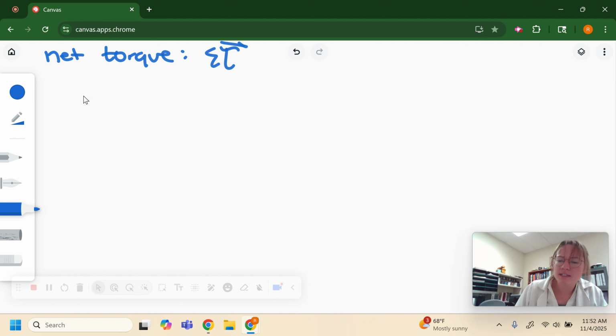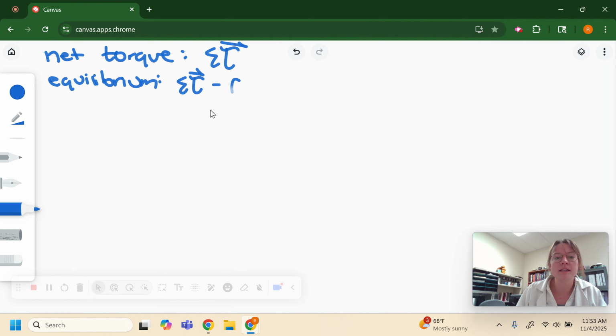Just like with Newton's laws when we talked about forces, we talked about how you can have a state that we call equilibrium. And we said equilibrium is a state in which the net force is equal to 0. For torque, equilibrium is a state in which the net torque is equal to 0.